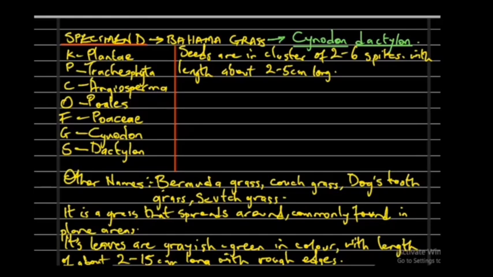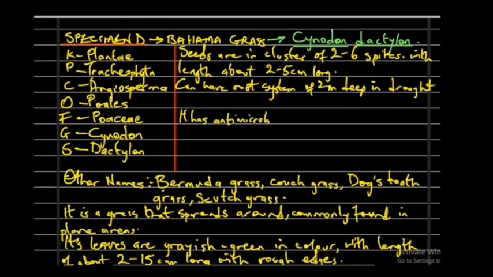It possesses a deep root system and can grow up to about 2 meters deep into the ground, particularly during drought conditions when there is no water. This particular crop has some medicinal or nutritive properties. It has antimicrobial and antibacterial properties. These are reasons why it is used in so many functions.